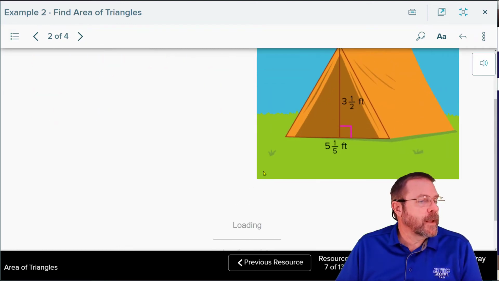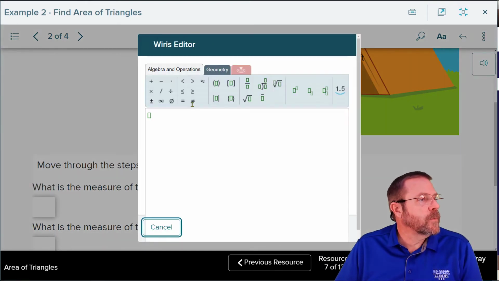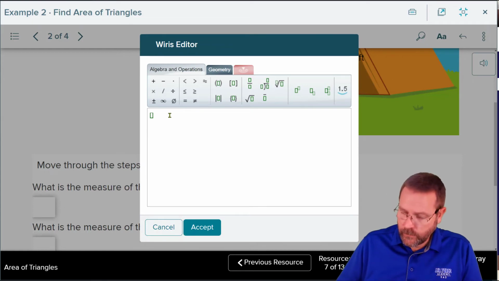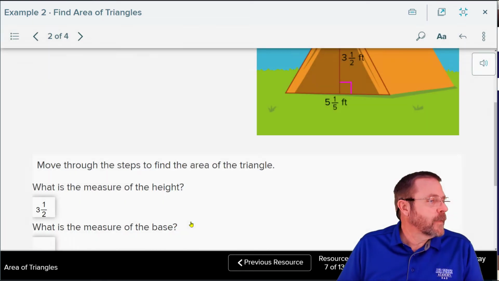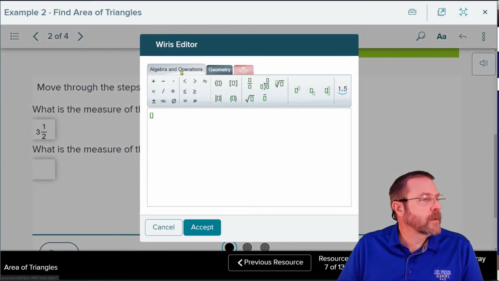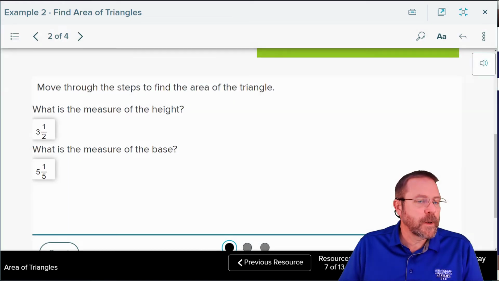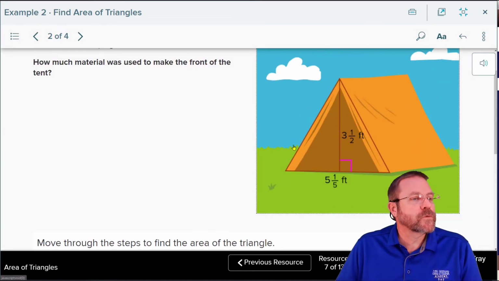So to find that out, first thing we need to do is let everything load up here. The height was going to be 3 1/2, so we're going to type in our 3 fraction 1/2. And then our base is going to be, what was that, 5 1/5. So we're going to type in our 5 fraction 1/5. And we're going to hit accept. And those checked out good.